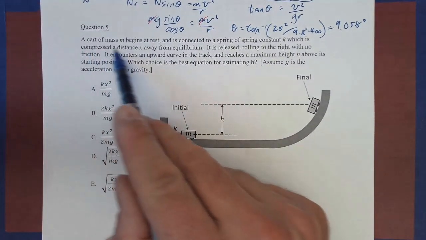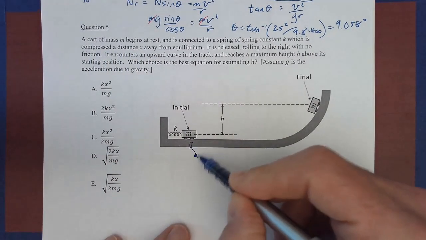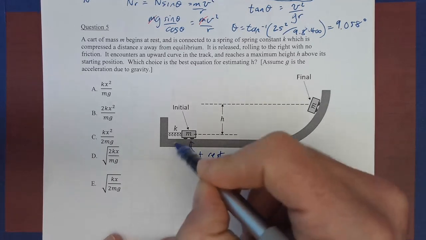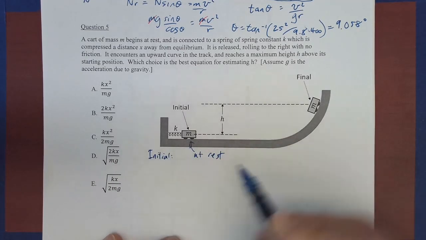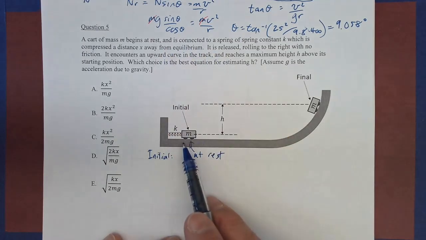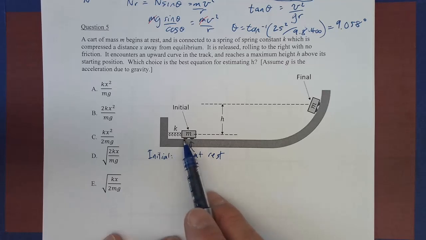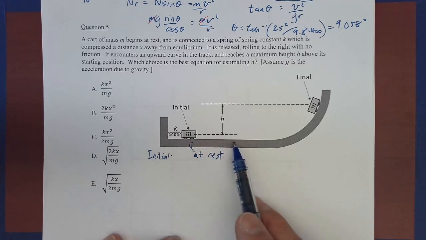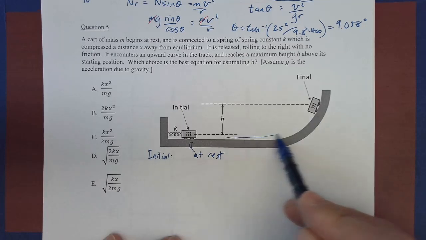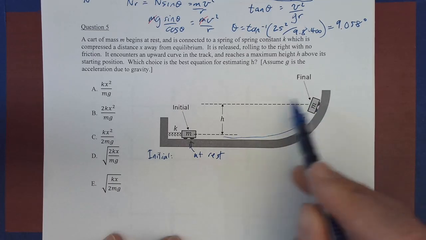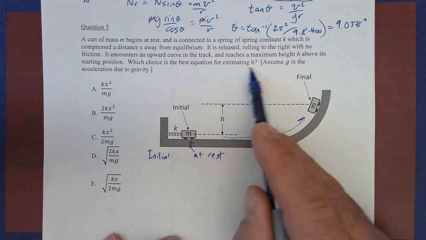Okay, question 5. A cart of mass m begins at rest. So this is like the initial. And is connected to a spring of spring constant k, which is compressed a distance x away from its equilibrium. It is released rolling to the right with no friction. It encounters an upward curve in the track and reaches a maximum height h above its starting position. Which choice is the best equation for estimating h?